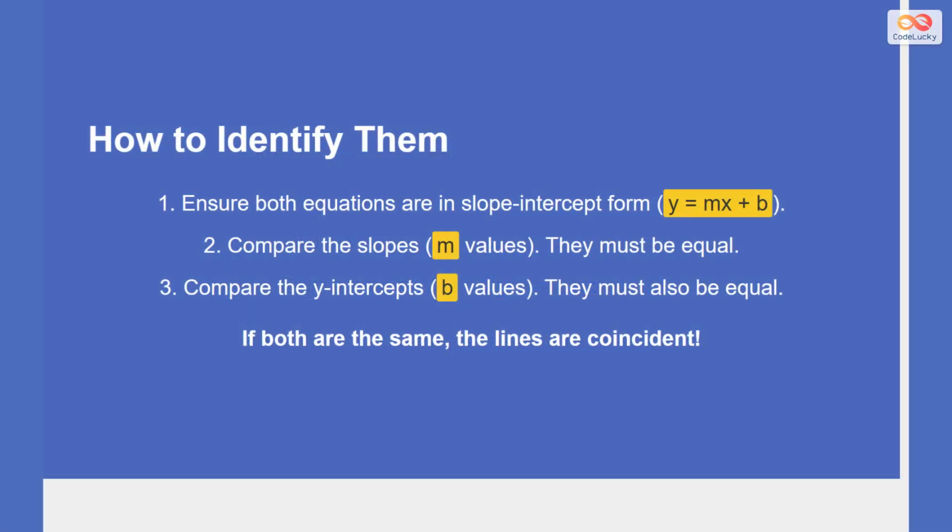To identify a dependent system, first, make sure both equations are in slope-intercept form, which is y equals mx plus b. Then, compare their slopes and their y-intercepts. If the slopes are equal and the y-intercepts are also equal, you have a dependent system.